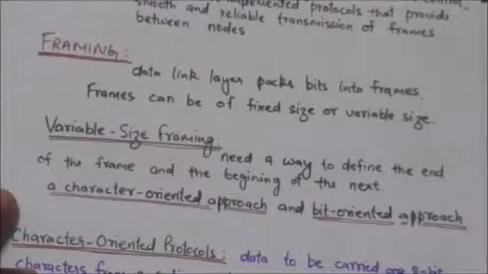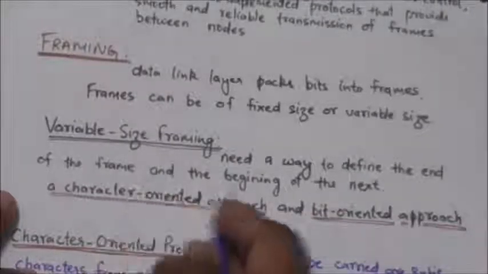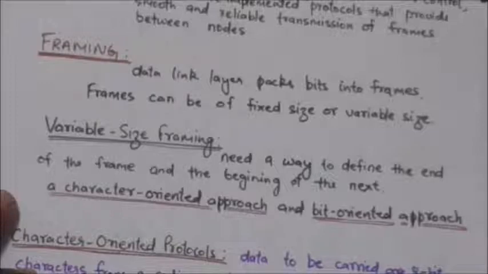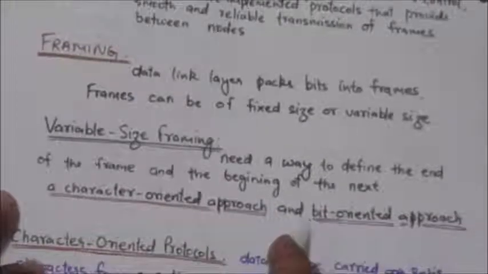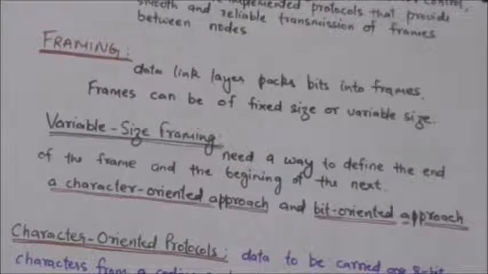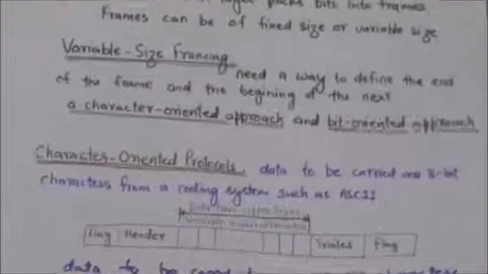In fixed size framing, there is no need for defining the boundaries of the frames. But in variable size framing, we need a way to define the end of the frame and the beginning of the next. Historically, two approaches used for this purpose are the character oriented approach and the bit oriented approach. First of all we will study character oriented protocols.